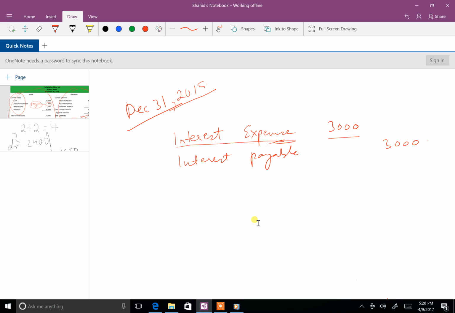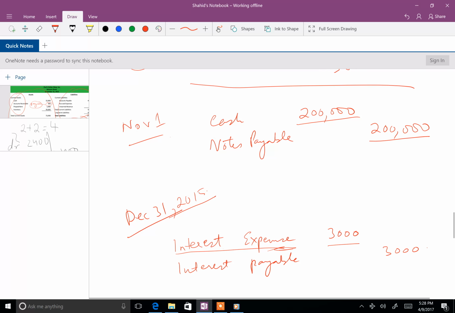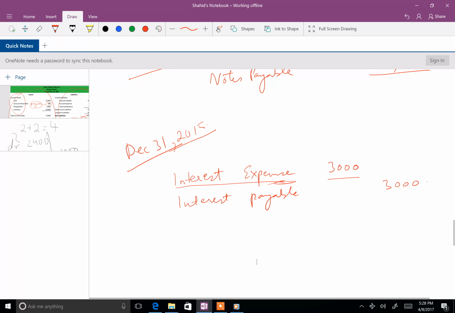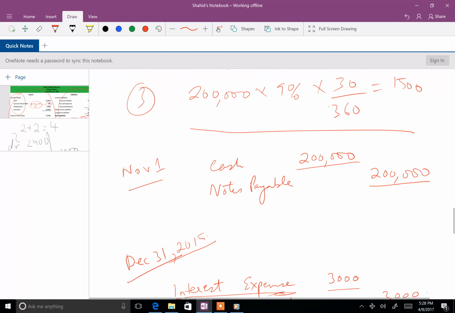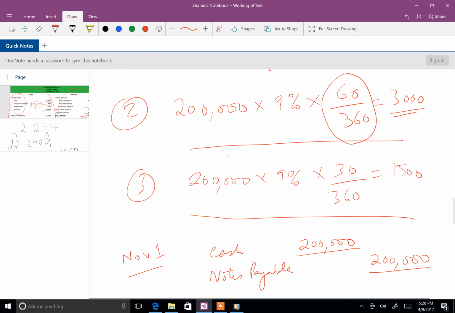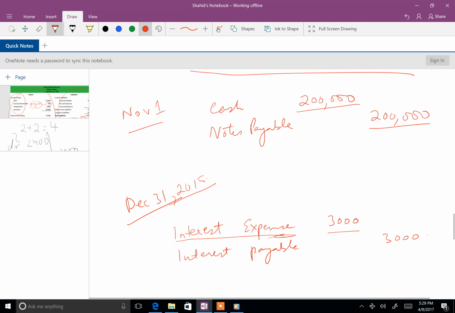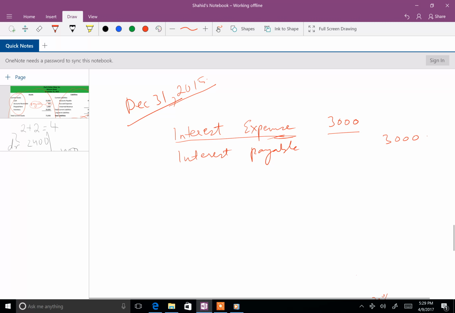So remember, now we know that up till December 31st we have interest expense of $3,000, right? We know how we calculated that. That was for the first 60 days. And then till January 30th, that's when the note will mature, we will also owe 30 more days of interest, which is $1,500.